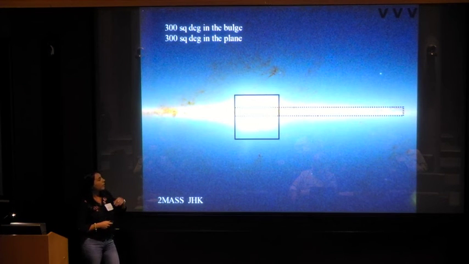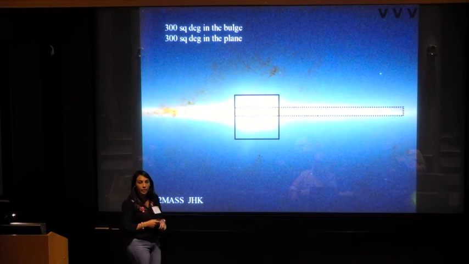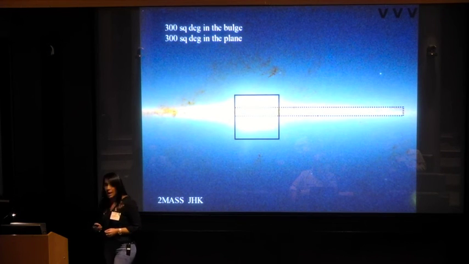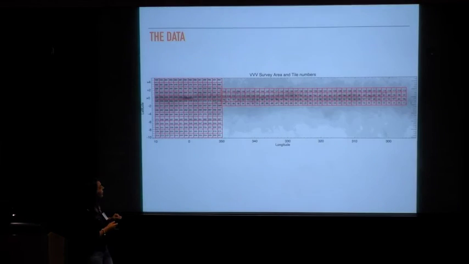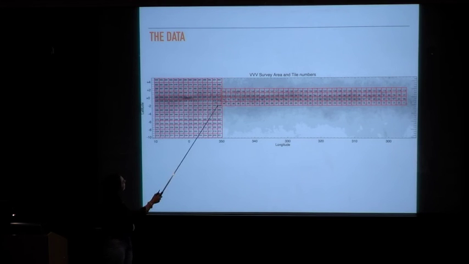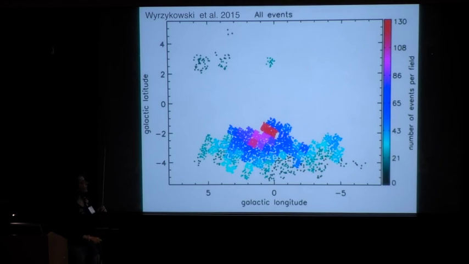You can see that it scans the bulge and also one part of the plane. I will center my studies on the bulge. Those are the tiles of the VVV, and I will center my search for microlensing in this area, in the very center. I decided to do this because I was searching for variable stars, but I found some microlensing events. Based on this plot of the number of events found with latitude and longitude, we expect to find a lot of microlensing events toward the galactic center.